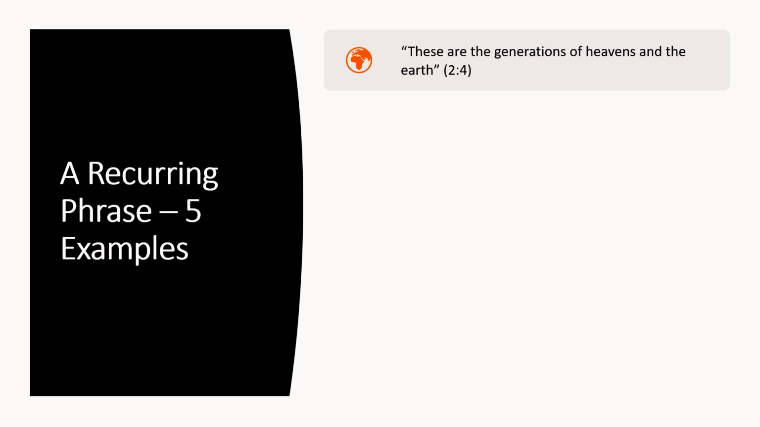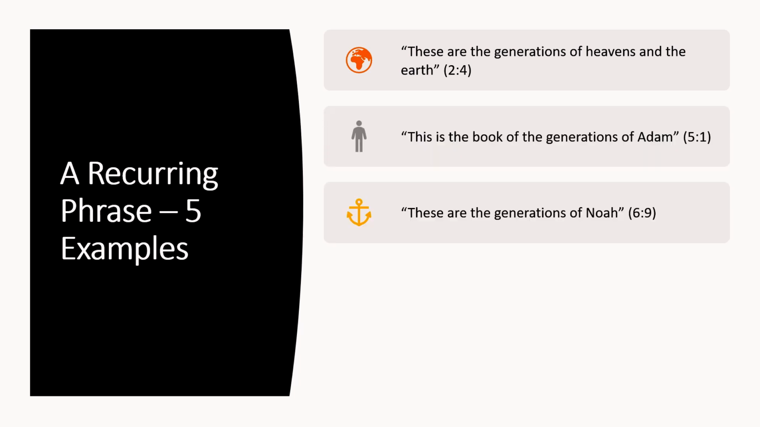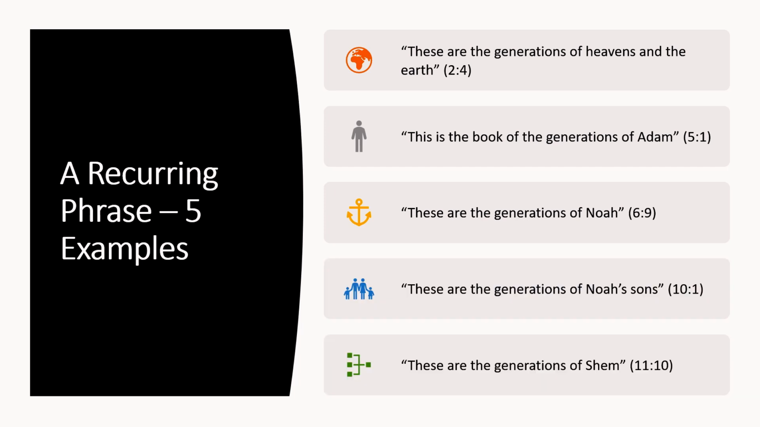The next set of generations we get is we read that these are the generations of Adam, and then we get these are the generations of Noah, and then Noah's sons, and then of Shem, which is one of Noah's sons. So these are just 5 examples of this phrase that we read in the book of Genesis.